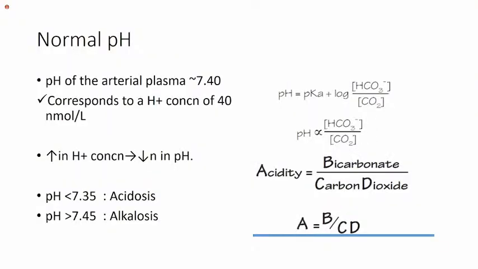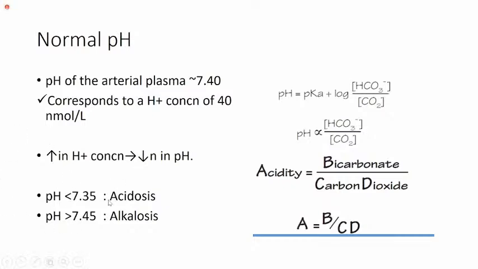So back to our normal pH, we've said it's about 7.4, and that actually corresponds to a hydrogen ion concentration of about 40 nanomoles per liter. It's important to remember that the relationship between the hydrogen ion concentration and the pH is inverse. So when you've got an increase in hydrogen concentration, that leads to acidosis. And when you are acidotic, the pH is low. A pH of 7.2, for example, is low, and it means that you've got a high hydrogen ion concentration. So that relationship is inverse.